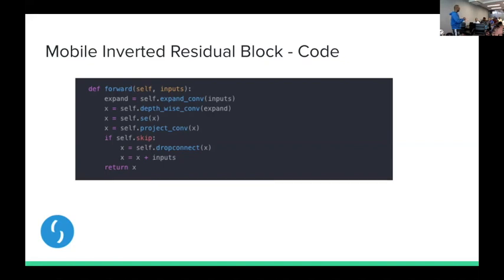Drop connect, instead of dropping the node, drops the weight, the value itself that carries the information. In deep learning, weights are what carry information from input to hidden layers to output. Dropout means you don't do the calculation for the node, whereas drop connect means you just make the carrying weight 0. It's kind of a generalization.